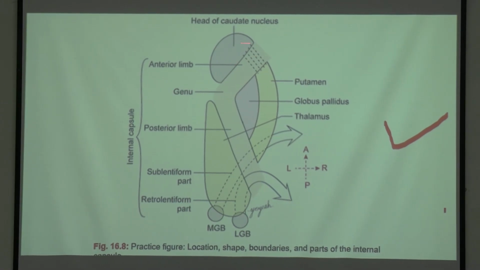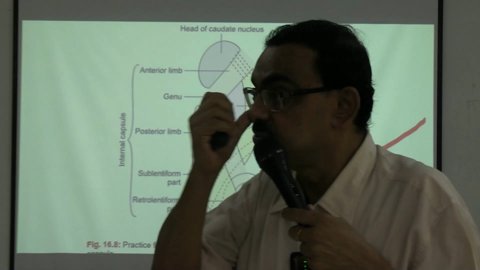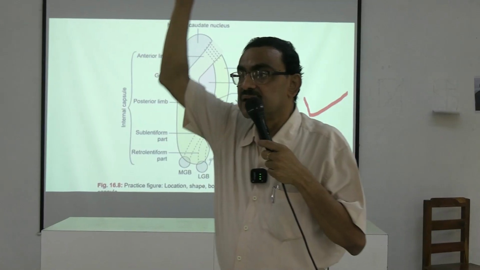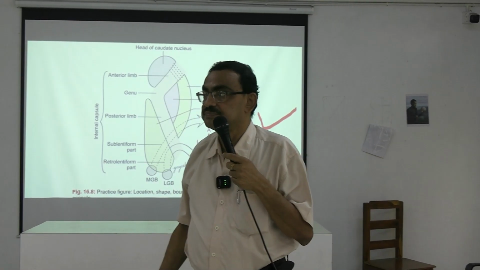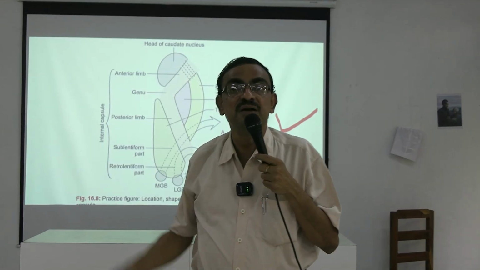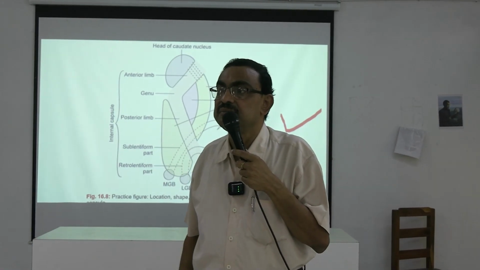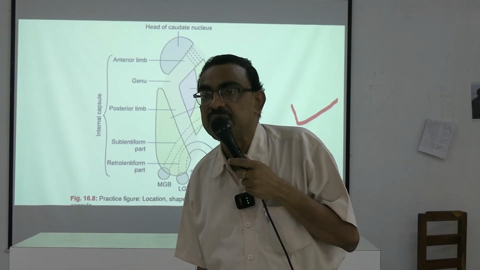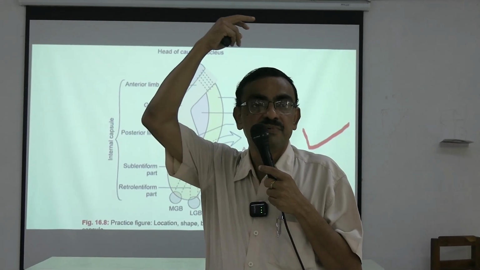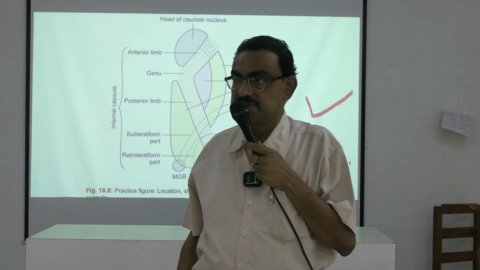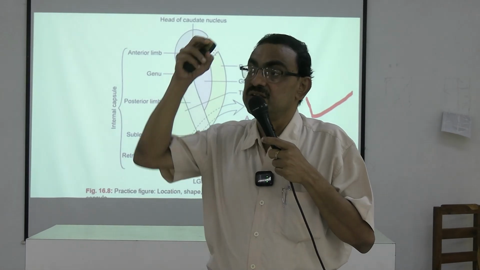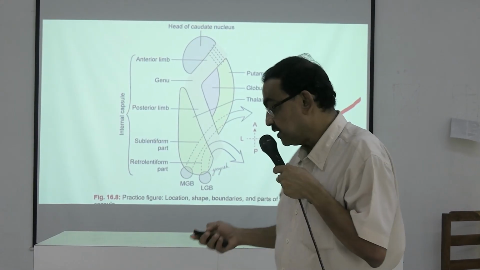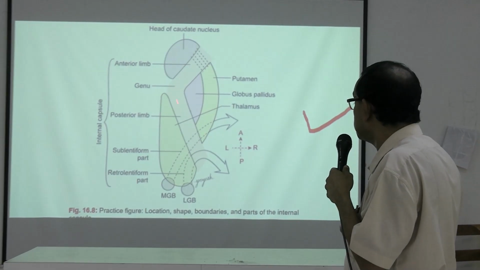Now, this is the anterior limb. Through the anterior limb, which fibers will pass? There are so many fibers. Some fibers are coming from the cerebral cortex and going to the periphery. They are called centrifugal fibers. Some fibers are coming from the periphery to the cerebral cortex. They are called the centripetal fibers. So, some centrifugal fibers and some centripetal fibers are passing all throughout this internal capsule.